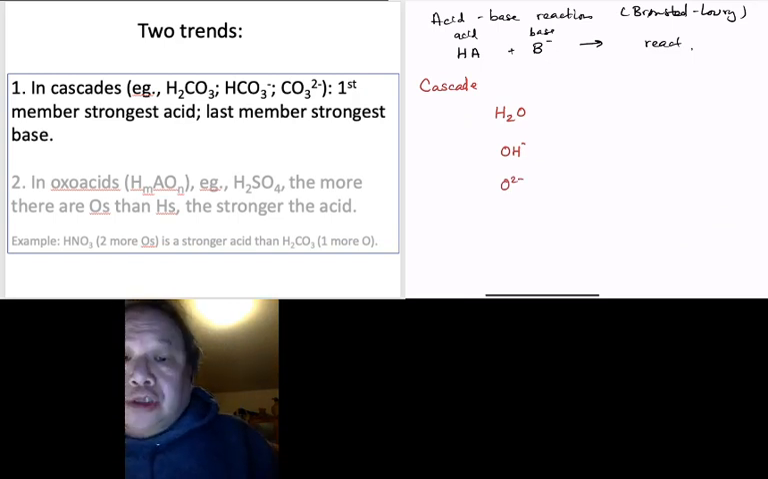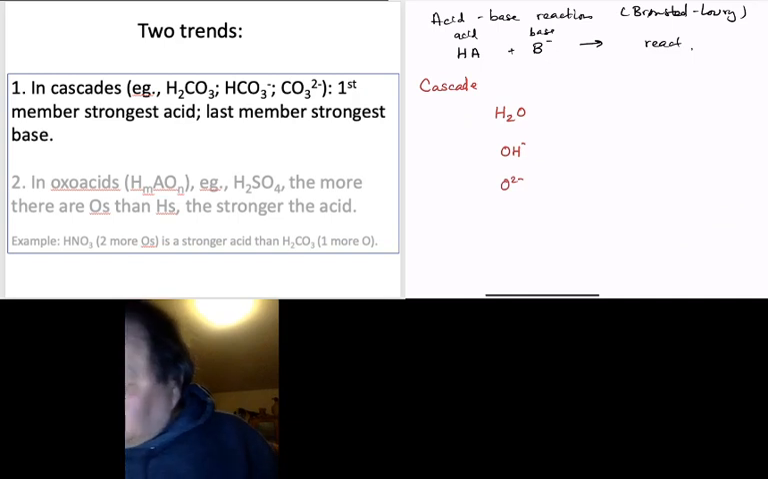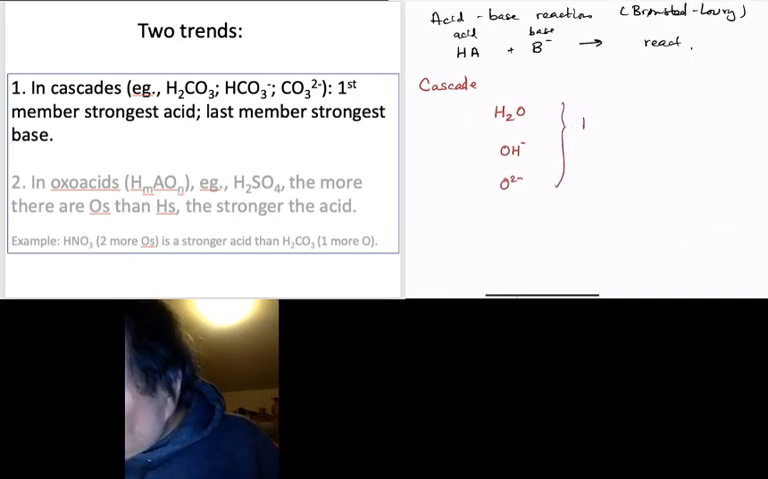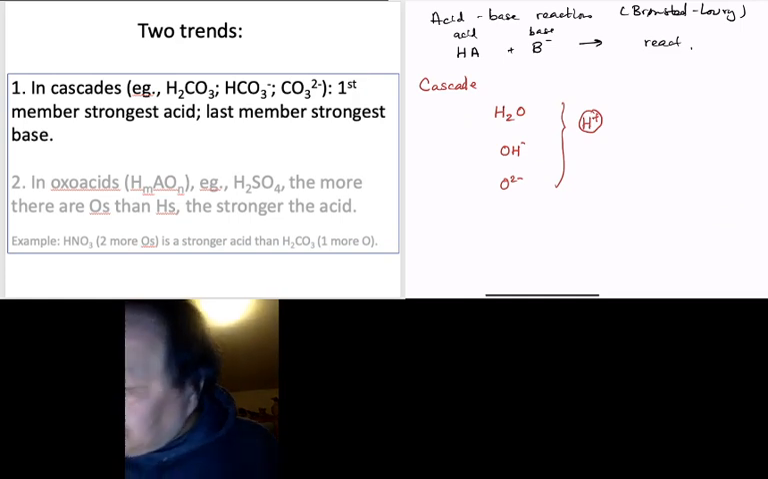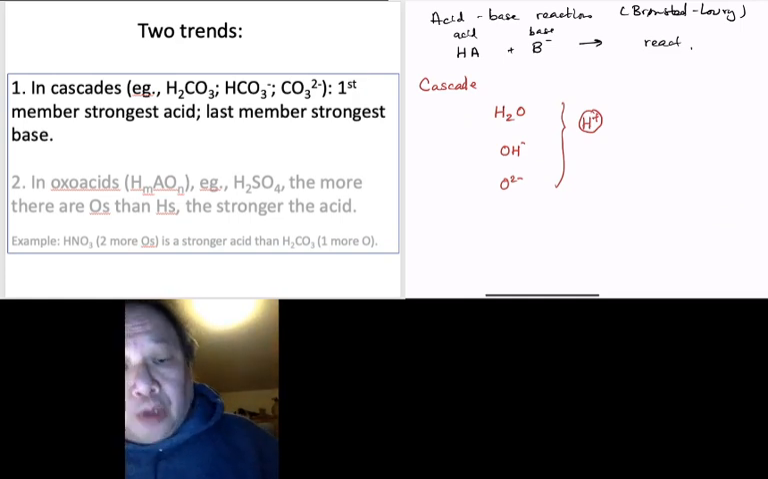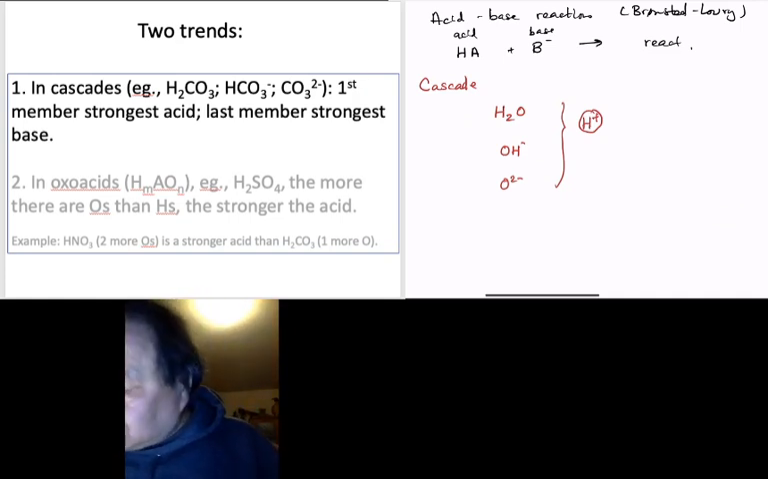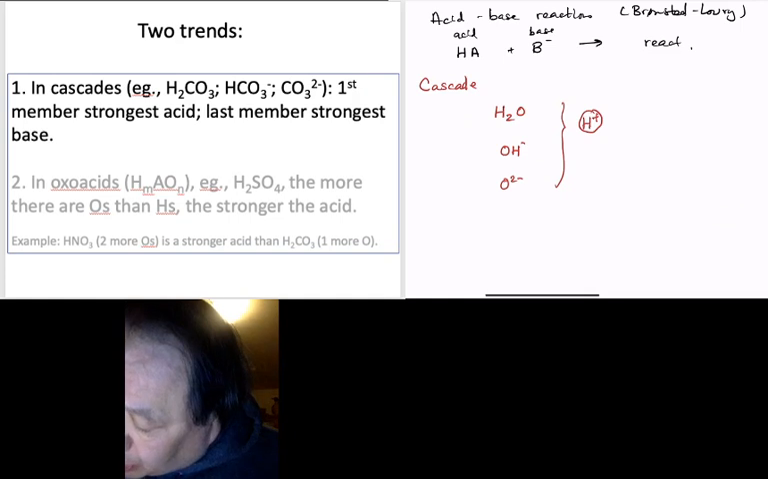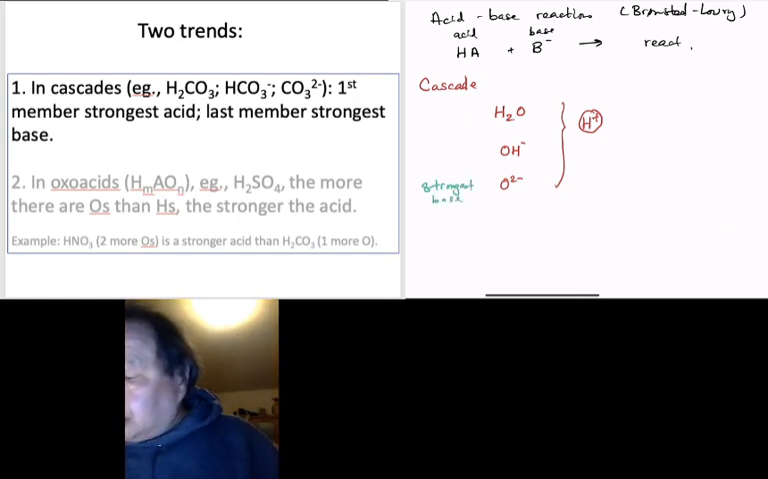And of these three, which would be the strongest base? So which of these would react most with H+? Put in chat what you think. And the one that's going to react most with H+ is the one which has the greatest minus charge, because minus attracts positive charge. So O2- is the strongest base. And we can look at another cascade.